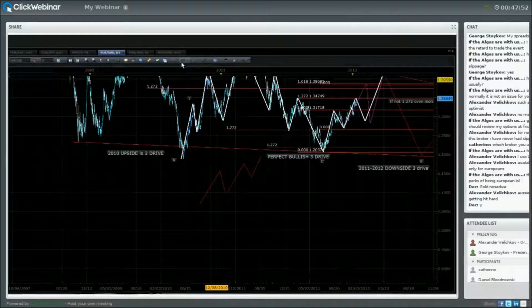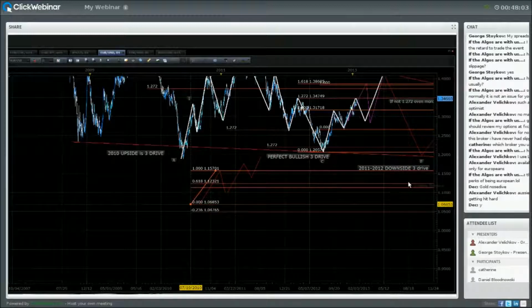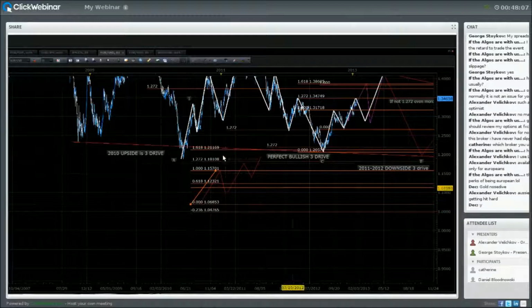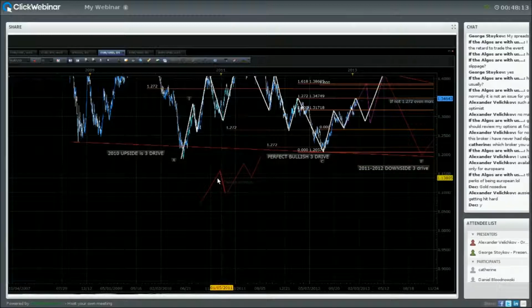The second part of the three-drive pattern is that it's price symmetric. That means that this leg, if this is leg 1, has to be the 100.27 or the 106.18 extension. So it has to be either here or here. This is what it means, price and time symmetric.